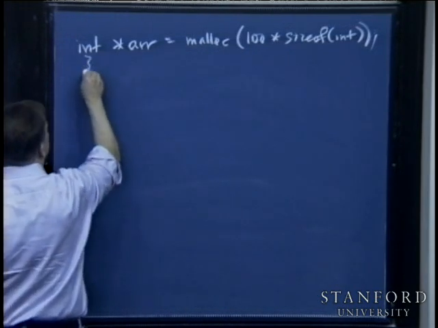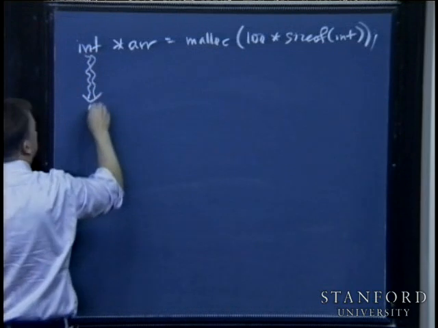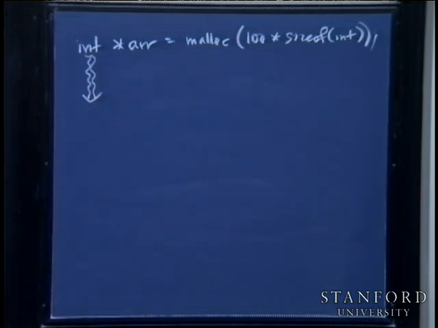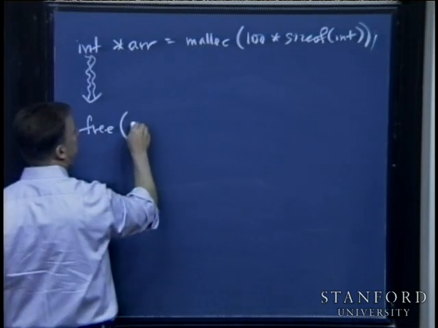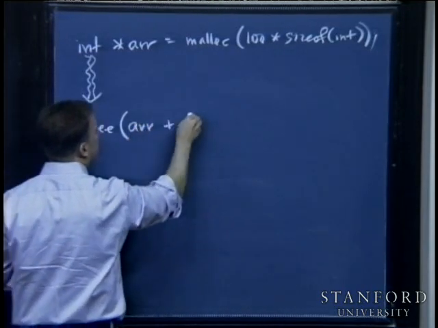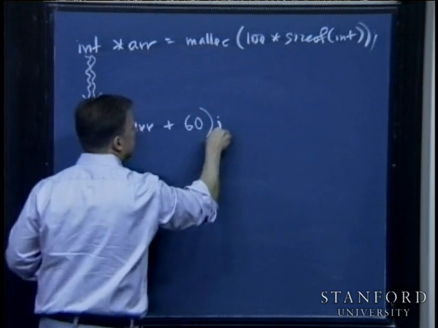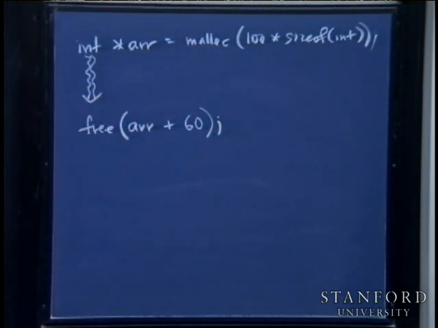And then you go ahead and you populate the array, and you realize that you don't need all the space. Maybe you only need to use 60 of the integers, and you've recorded that in some other variable. Okay, and so you think you're being a good memory citizen, and you do this: free(arr + 60). Now the code wouldn't get written that way.